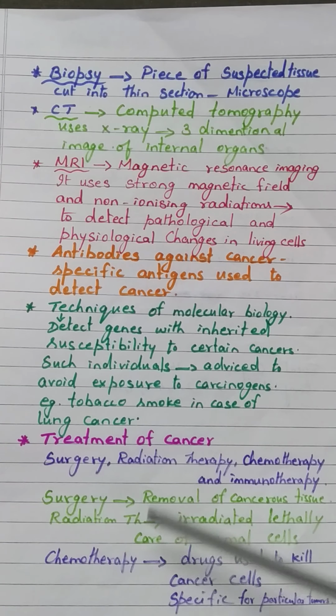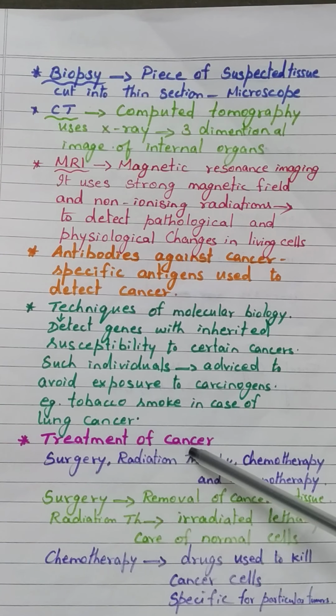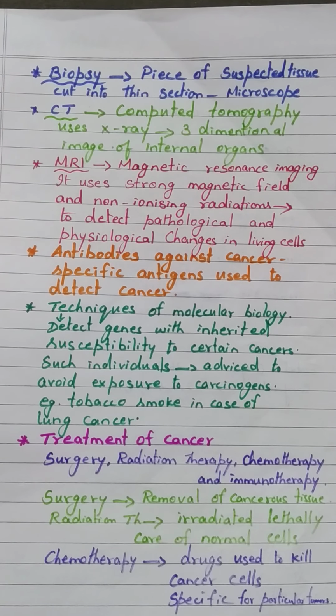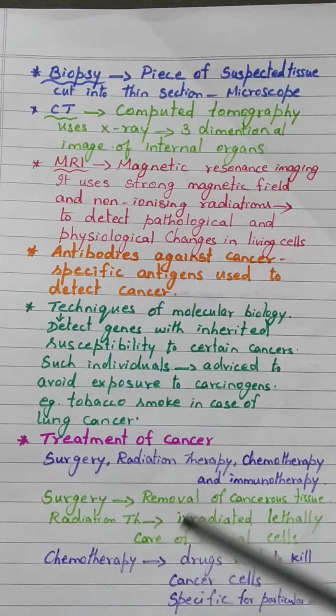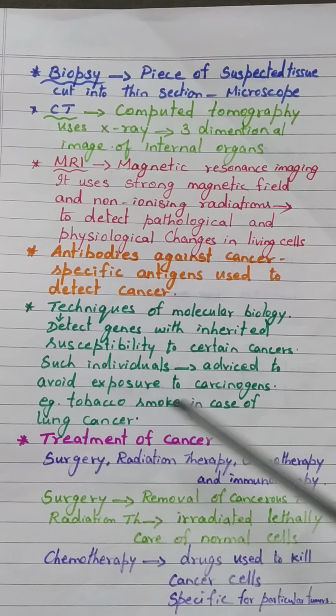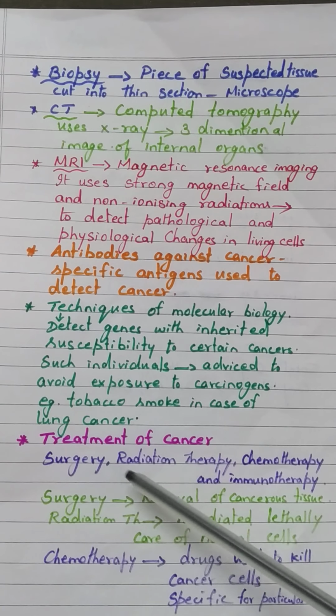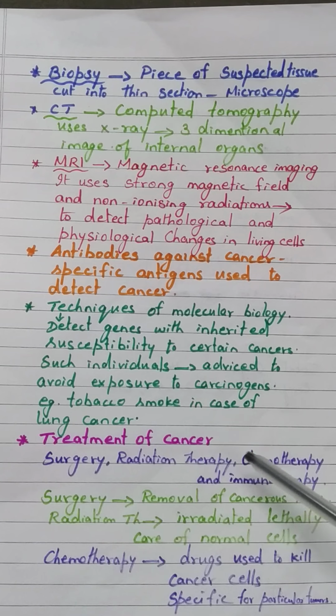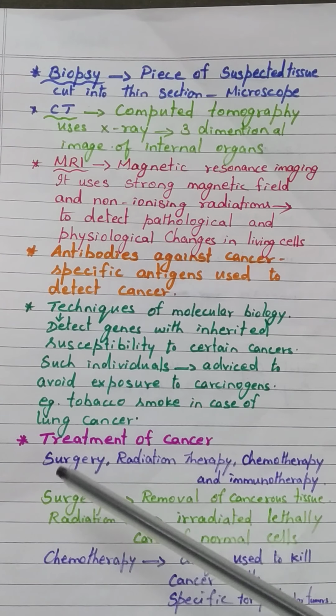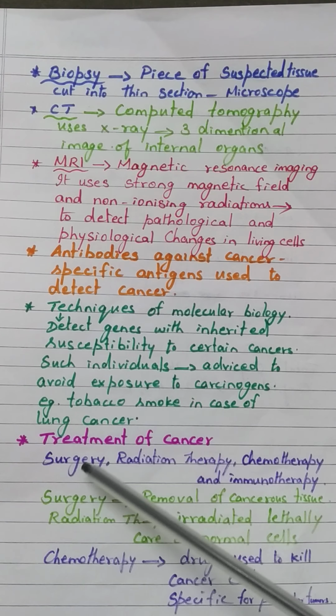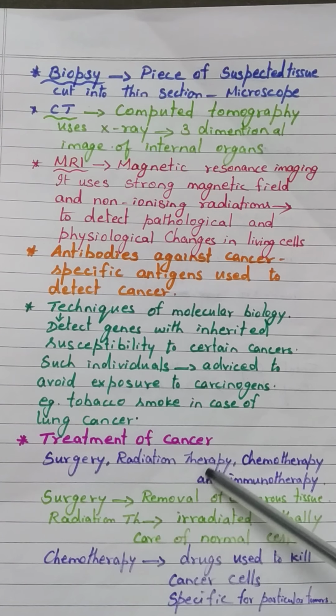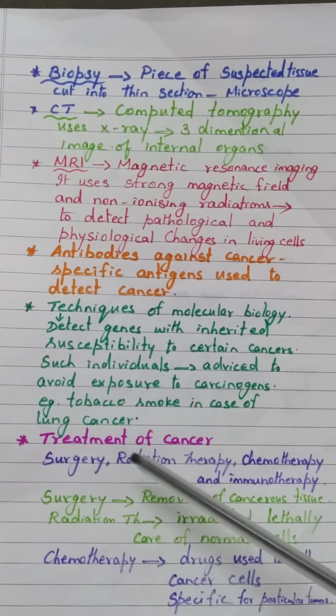And then next we will study the treatment of cancer. The common approaches for treatment of cancer are surgery, radiation therapy, chemotherapy and immunotherapy. So these are all the treatments: surgery, radiation therapy, chemotherapy and immunotherapy. One by one we will study in detail.